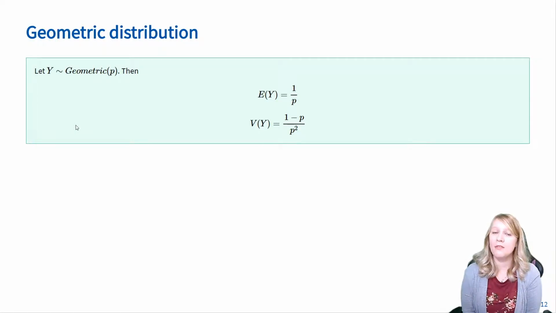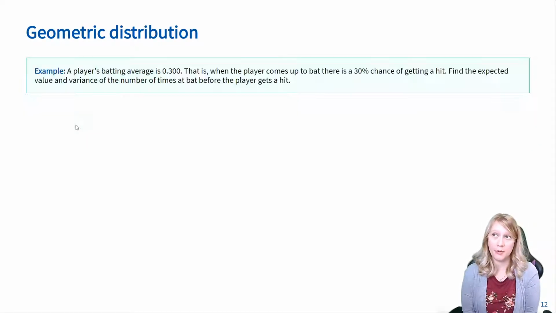Okay, so let's talk about some properties of the geometric distribution. The expected value of y, so the expected number of trials in order to reach that first success, is 1 over the probability of success, so 1 over p. The variance is then (1 minus p) divided by p squared.